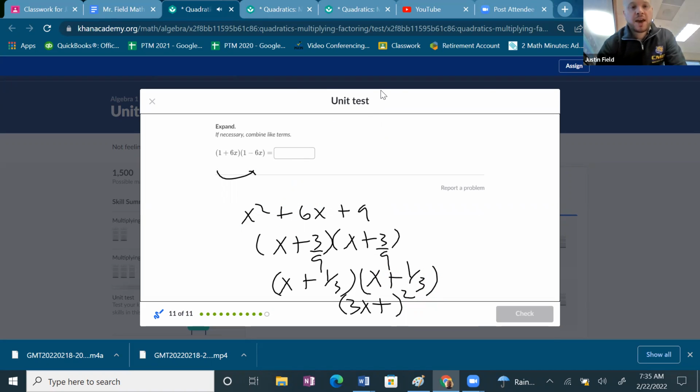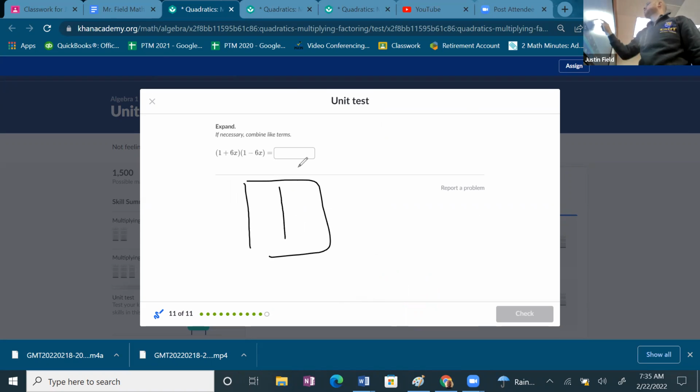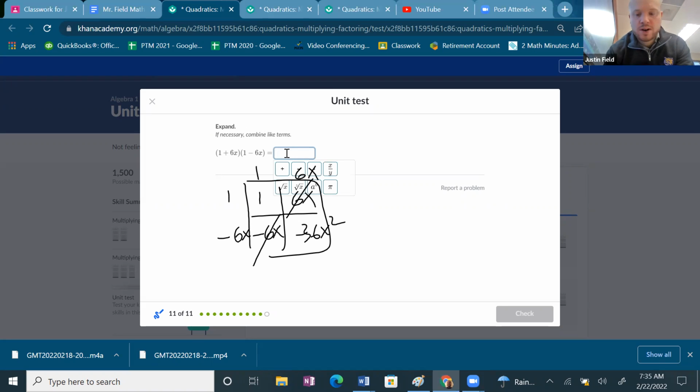Okay, expand. So let me just draw the boxes. 1, 6x, 1, negative 6x, 1, 6x, negative 6x, negative 36x squared. Cancel, cancel. 1 minus 36x squared.